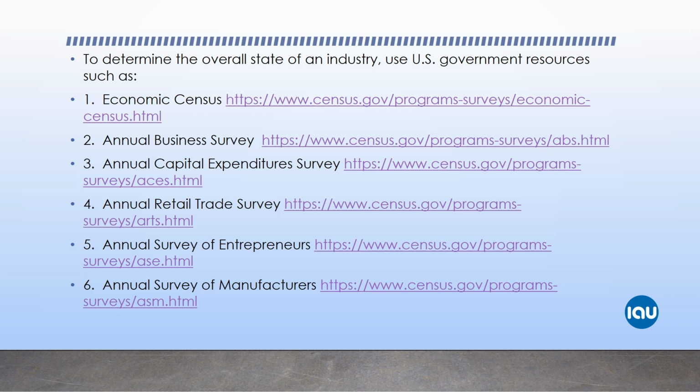Here I have provided a multitude of links that you can use to find information about the overall state of an industry, because the U.S. government actually brings all this information together on various websites. So you can use the Economic Census, Annual Business Survey, Annual Capital Expenditure Survey, Annual Retail Trade Survey, Annual Survey of Entrepreneurs, Annual Survey of Manufacturers.